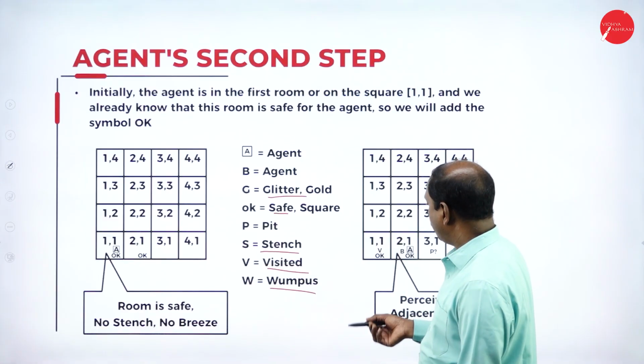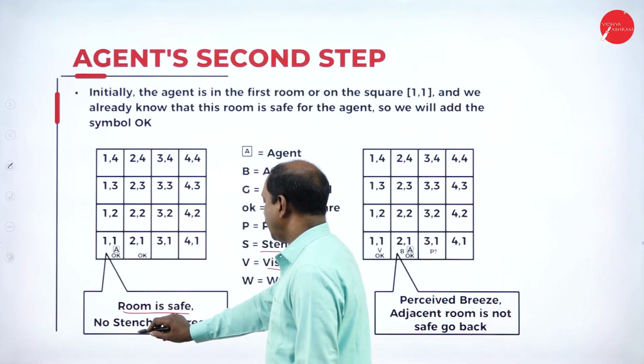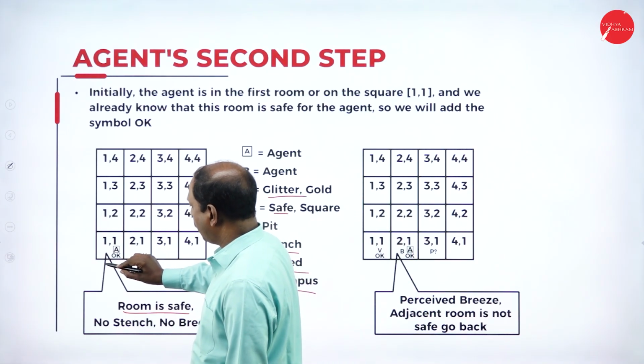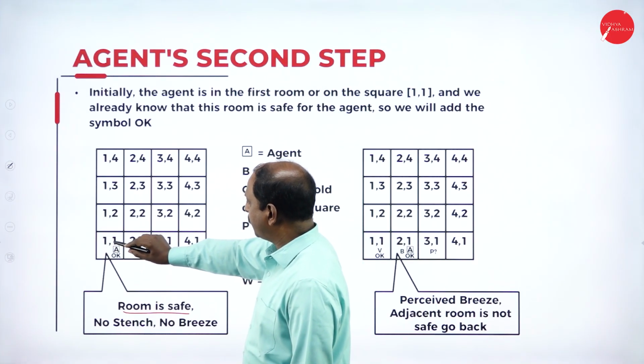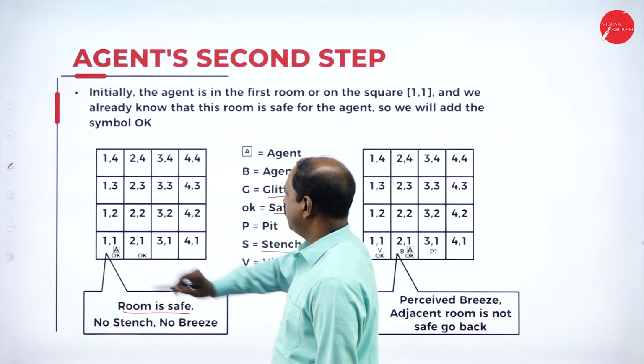To start with at the beginning, this room is safe, with no stench and no breeze here. So the first square is where the agent has to start. He cannot perceive any breeze and no stench, so it is a safe place. So this is the one.